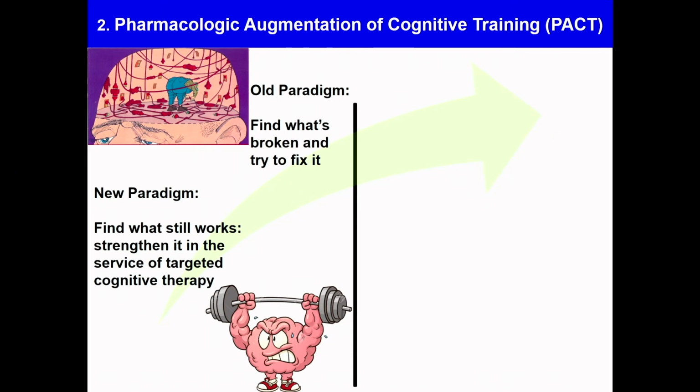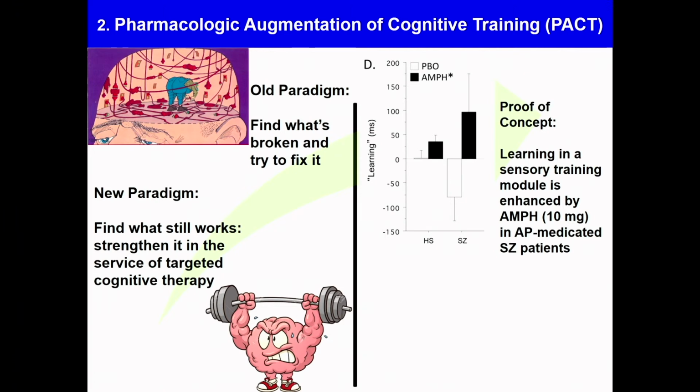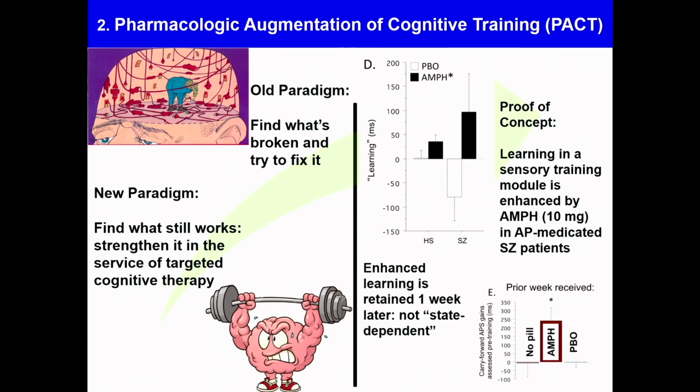We have some early proof of concept data on this using pharmacology in schizophrenia patients, in this case using the psychostimulant amphetamine to enhance sensory training within these individuals. Essentially, schizophrenia patients learn more if you give them an acute single dose of 10 milligrams of amphetamine, and then when you test them a week later, they've retained more. These are antipsychotic-medicated schizophrenia patients, so it's not a state-dependent phenomenon. Again, we don't know if this is a good idea or a bad idea.